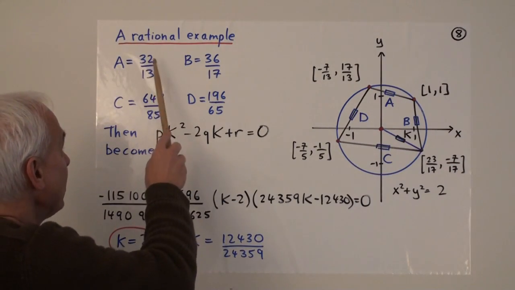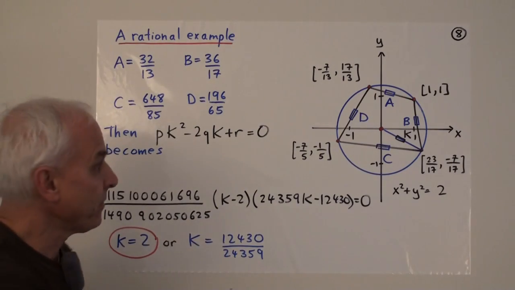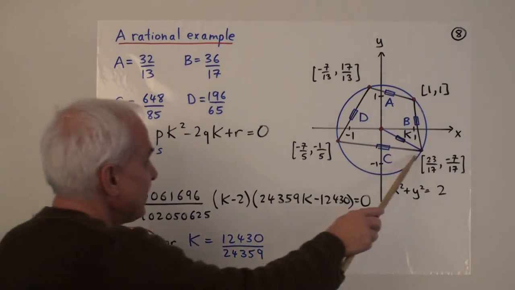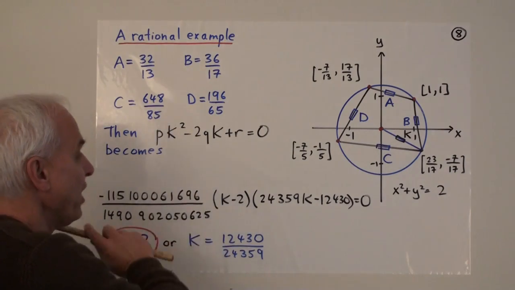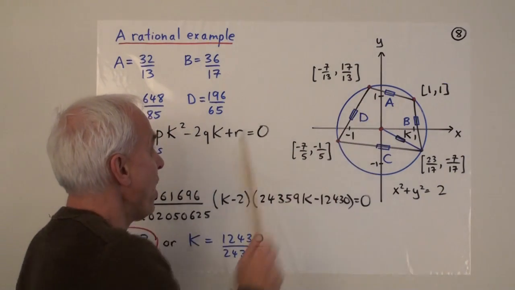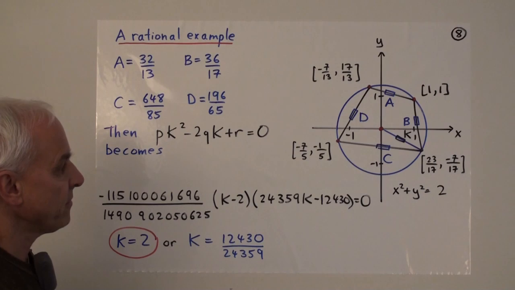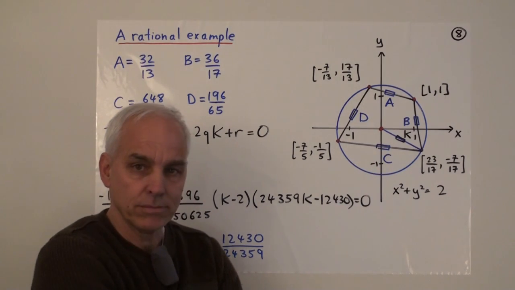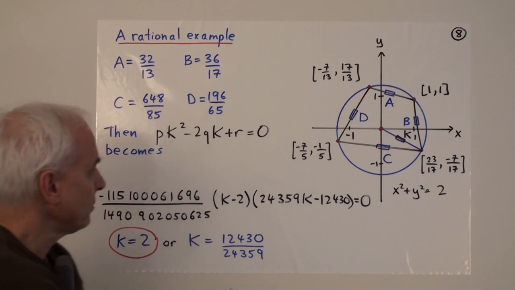So capital A is 32 over 13. B is 36 over 17. C is 648 over 85. D is 196 over 65. And our quadrant K is going to be 2, the quadrant of this circle.